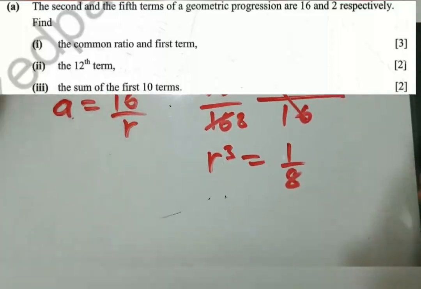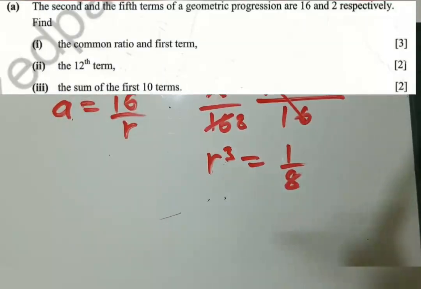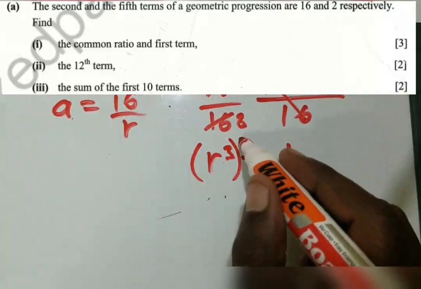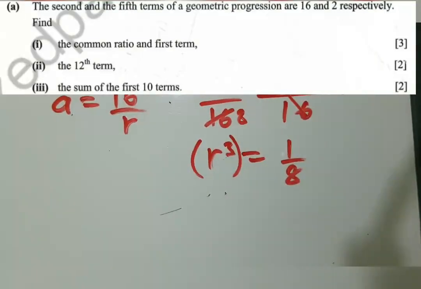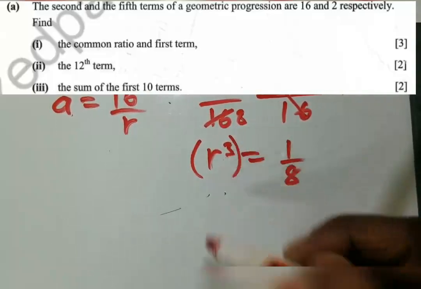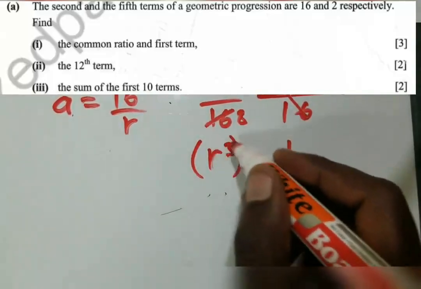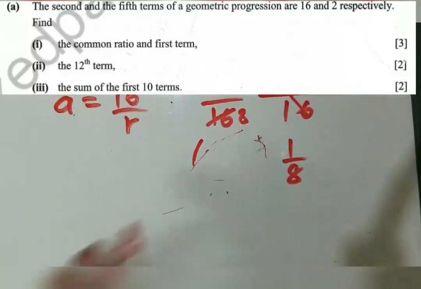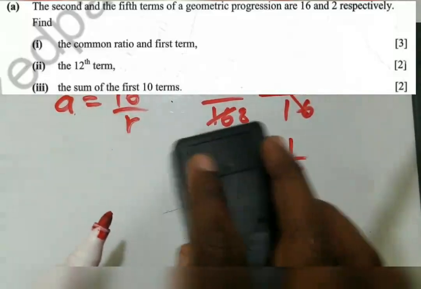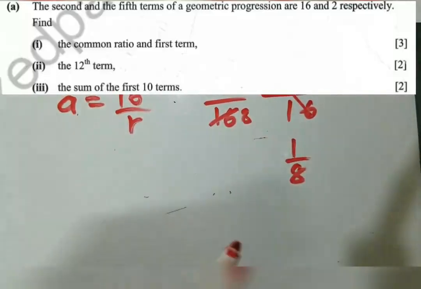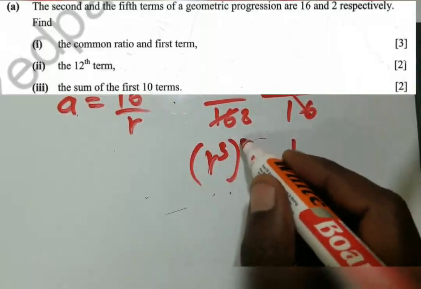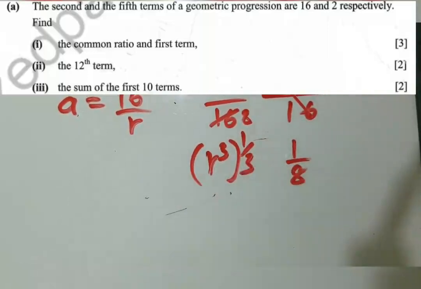We are trying to find R. So here we can use the reciprocal of this. What do I mean by the reciprocal? You multiply this by 1 over 3. Let me write it properly here. So we have R to the power 3, and we multiply it by 1 over 3, the opposite of this one, 1 over 3.